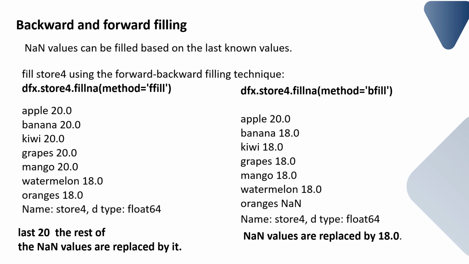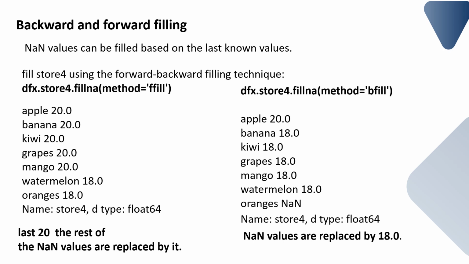Next watermelon. Watermelon value is already given. The value is 18. We need not fill any values. Next one is orange. Orange consists of NaN values. So in forward filling we need to see the before value. Before value is 18. So orange also 18.